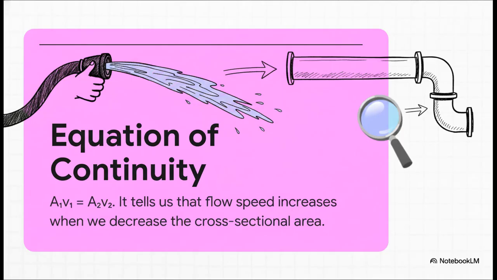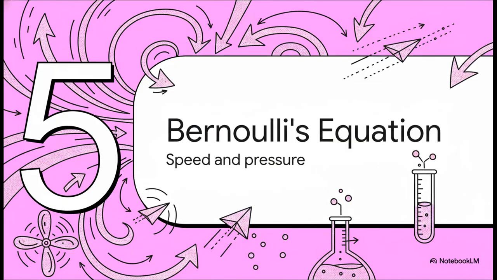And here's the math that explains the garden hose. It says the cross-sectional area of the pipe, A, times the fluid speed, V, is constant. So A1 times V1 at one point equals A2 times V2 at another point. So think about it. When you put your thumb over the hose, you are making the area A much smaller. For the equation to stay balanced, the speed V has no choice but to get much, much greater. Simple as that.